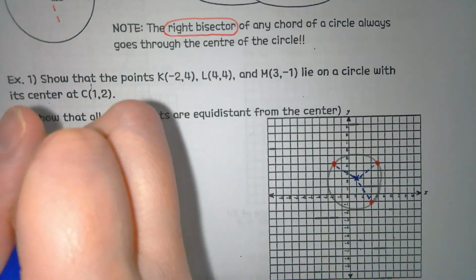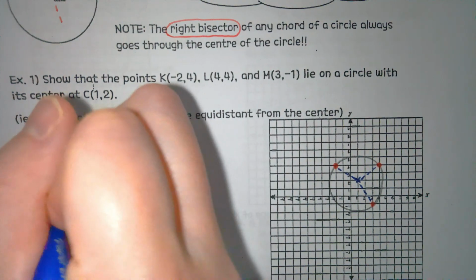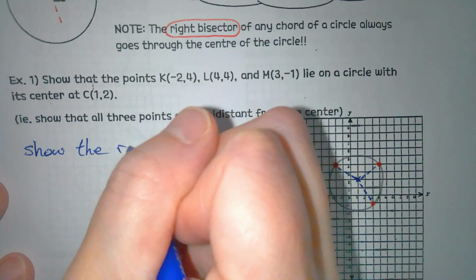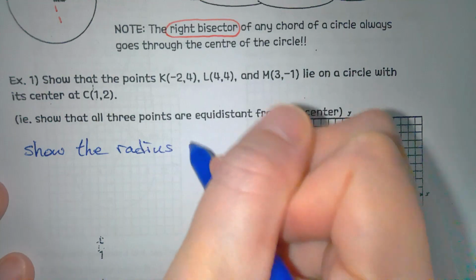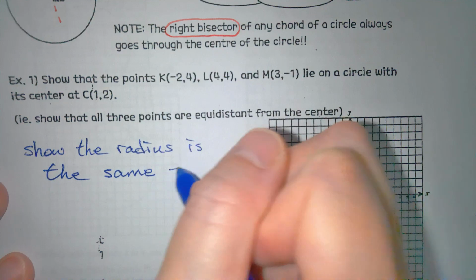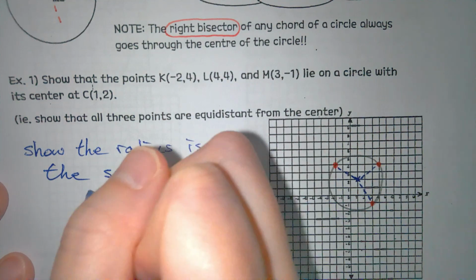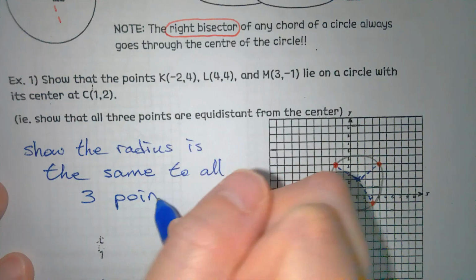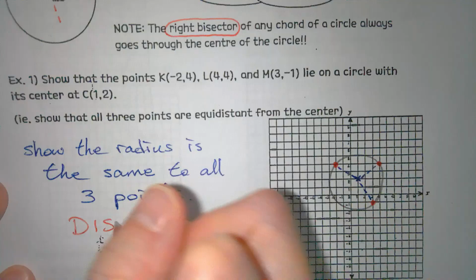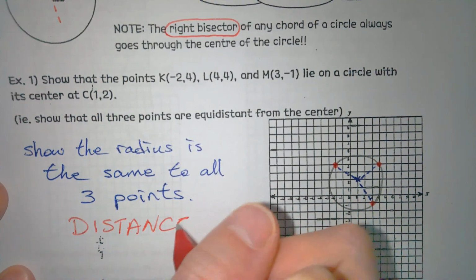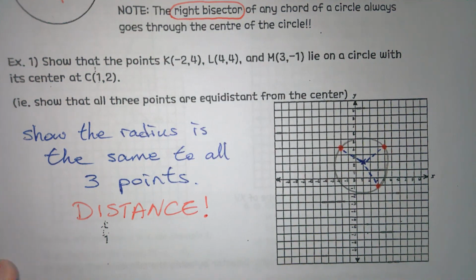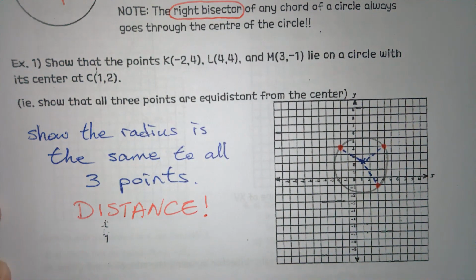Okay, so to prove this, I need to show the radius is the same to all 3 points. And how do we do that? Distance formula. Okay. So that's the easiest way.